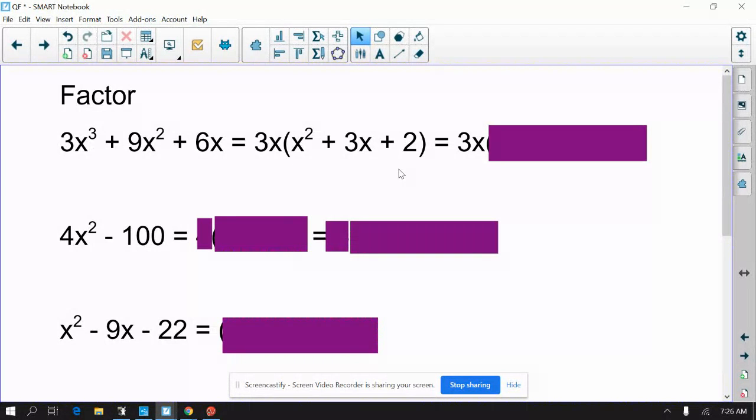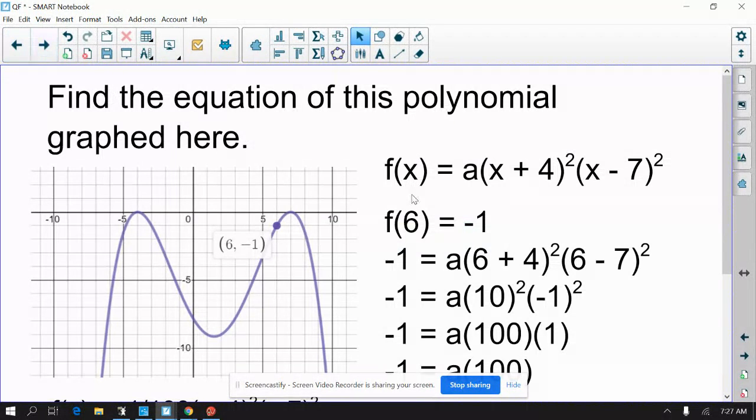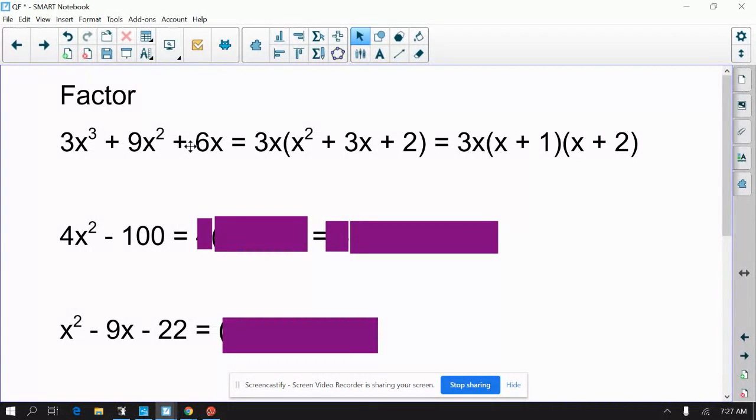Now I've got this trinomial with a 1 right here. So now I have to find two numbers that multiply to 2 and add to 3, and they are 2 and 1. So this trinomial factors into 3x times x plus 1 times x plus 2. And based on what we were studying just recently, we know how factors are related to zeros. So if I were to graph this, it would have three x-intercepts. One would be at -2, another x-intercept would be at -1, and then this one would be at 0. So it would hit the x-axis 3 times.